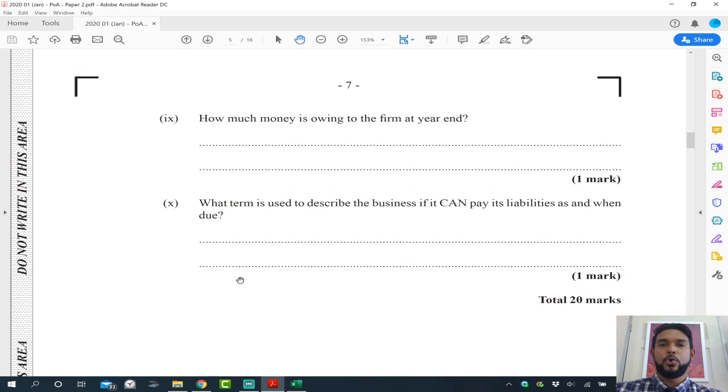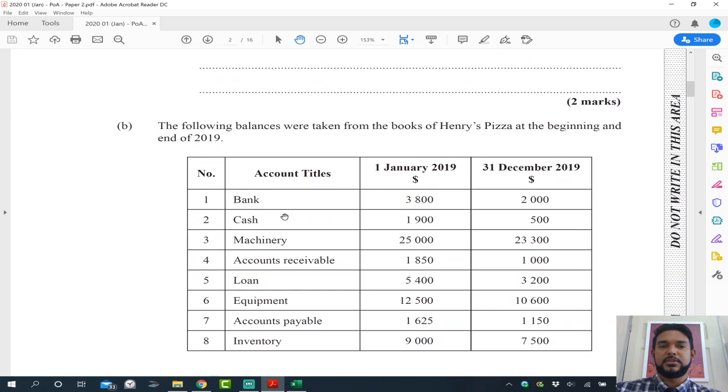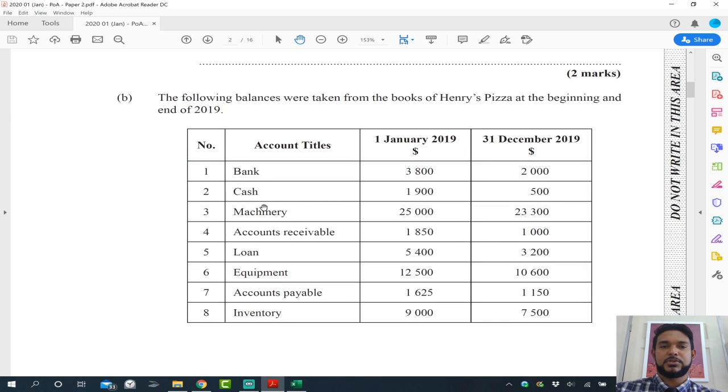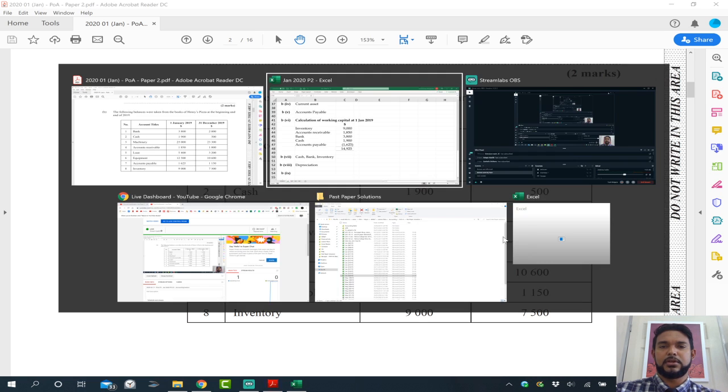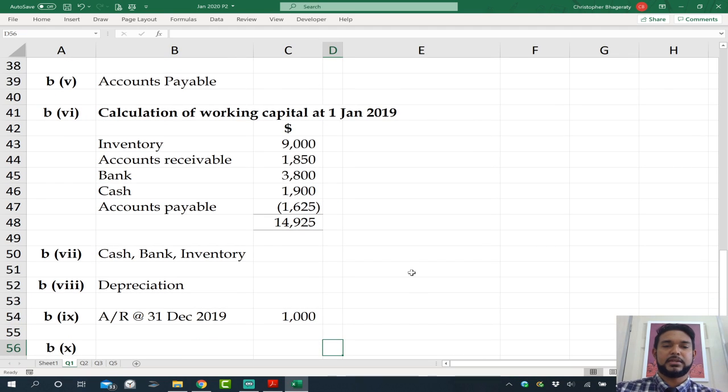How much money is owing to the firm at the end of the year? Well, owing to the firm means receivables, right? Let's go back up to that page to check that table to see if there's anything else. Bank, cash, machinery, loan, equipment, paper. No, so just $1,000, right? And then X is part 10.